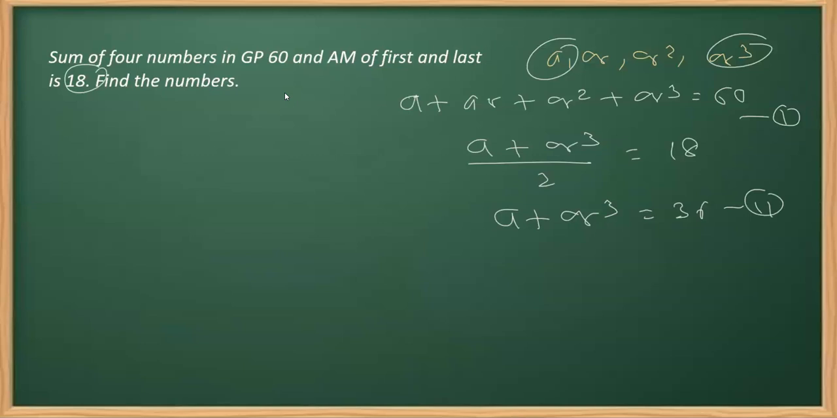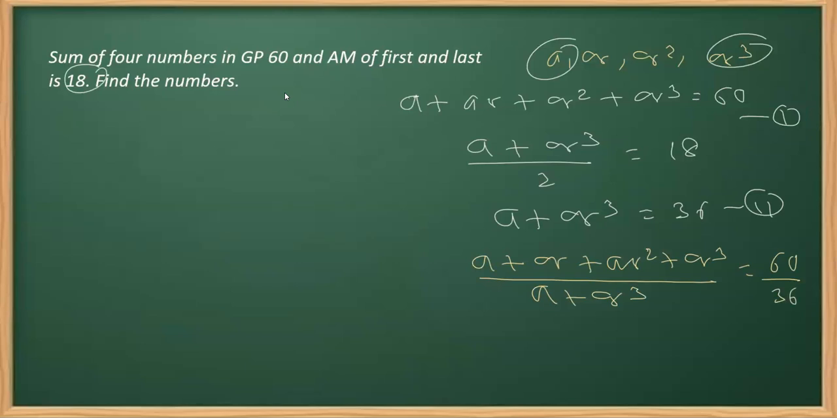Now what we are going to do is to divide the first by the second. So on dividing the first by the second, the first is A plus AR plus AR square plus AR cube, divided by the second, which is A plus AR cube, is equal to 60 divided by 36. Later we can reduce it. How can we reduce it? It's divisible by 12: 5 times, 3 times.